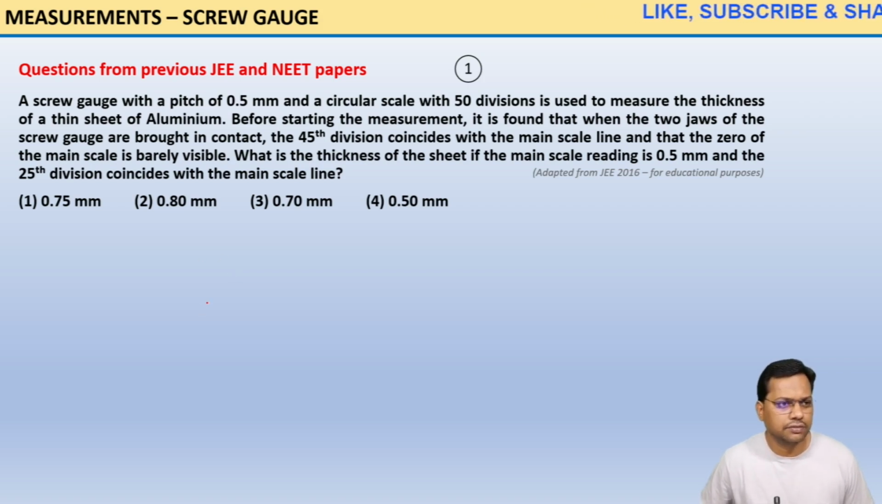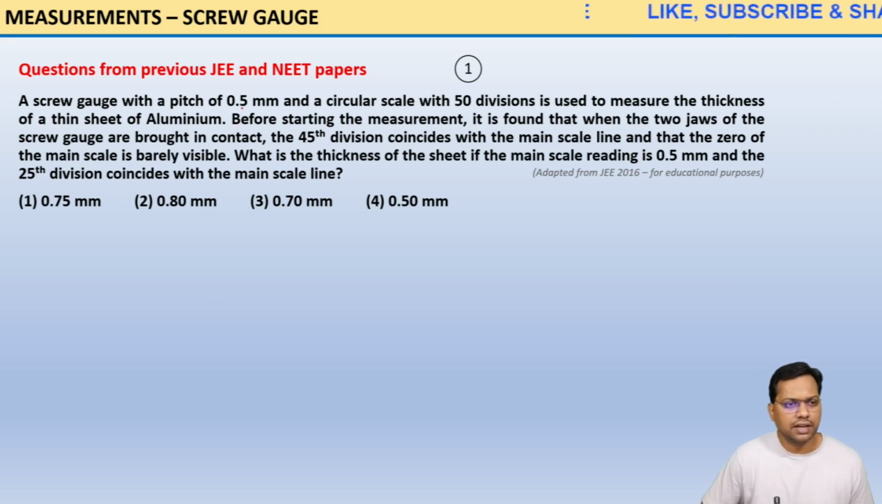A screw gauge with a pitch of 0.5 mm and a circular scale with 50 divisions is used to measure the thickness of a thin sheet of aluminum. Before starting the measurement, it is found that when the two jaws of the screw gauge are brought in contact, the 45th division coincides with the main scale line and that the zero of the main scale is barely visible. What is the thickness of the sheet, if the main scale reading is 0.5 mm and the 25th division coincides with the main scale line?